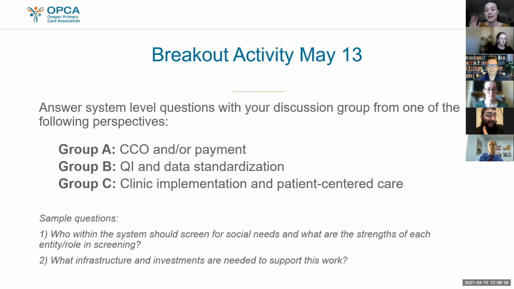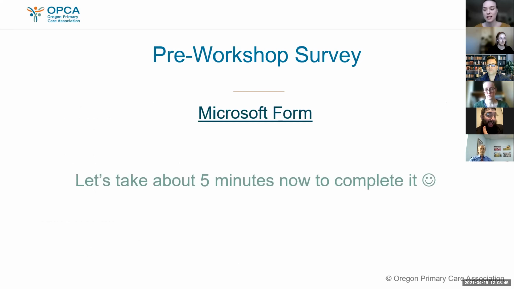So the next slide is us filling out that form where you're choosing your breakout group. If you need a sample question, I would think of that second one at the bottom of the slide. What infrastructure and investments are needed in Oregon in order to support social data sharing? So we'll go to the next slide and I will link the form in the chat.